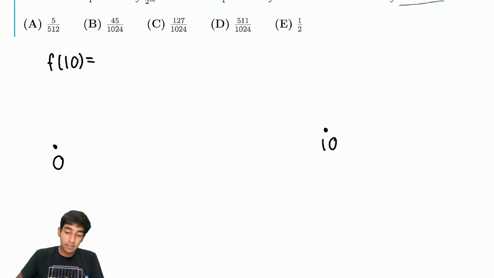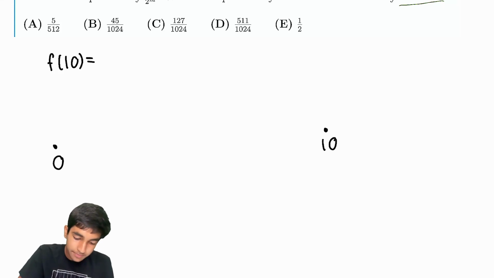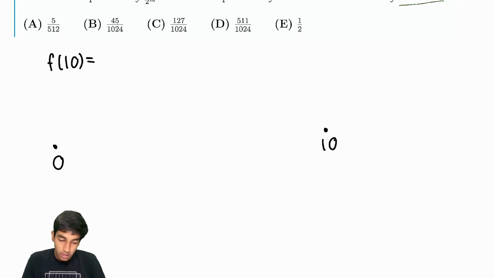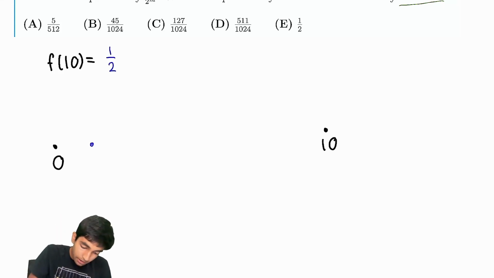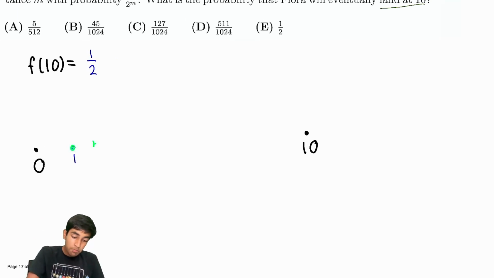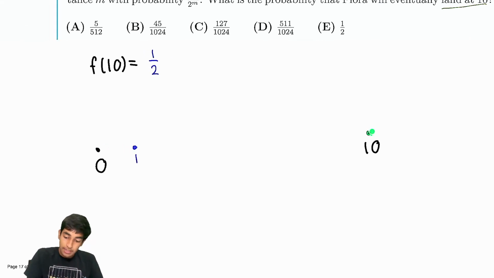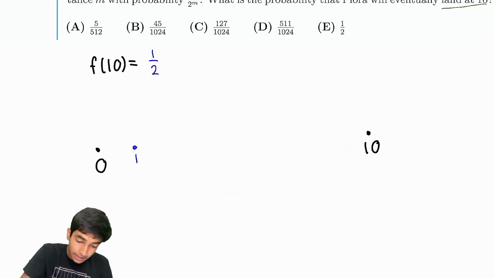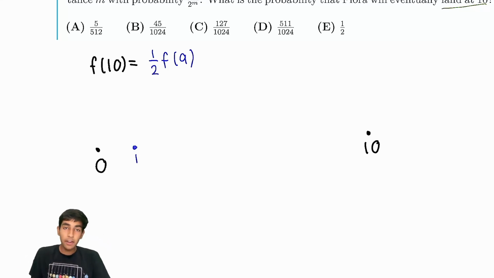Okay, so what is the value of f of 10? On any given move, where does Flora jump? There's a half probability you jump to 1. Now, at position 1, what's the probability of reaching 10? Well, you're 9 away, so we can just call that f of 9, right? F of n in general is the probability of reaching 10 when you're n away.